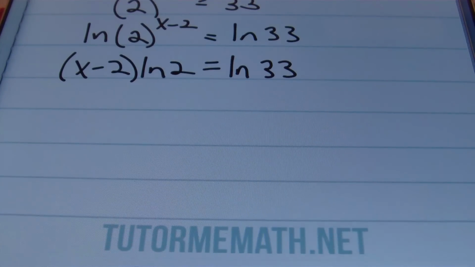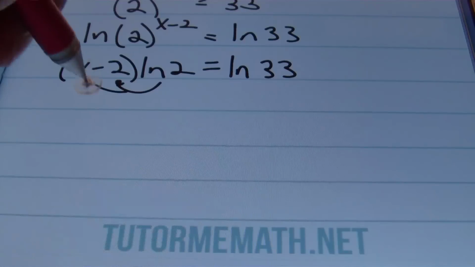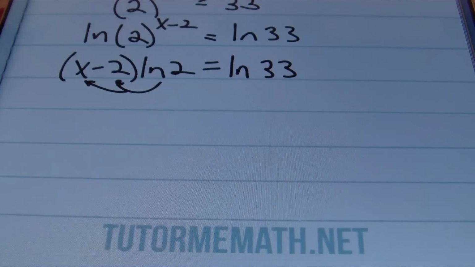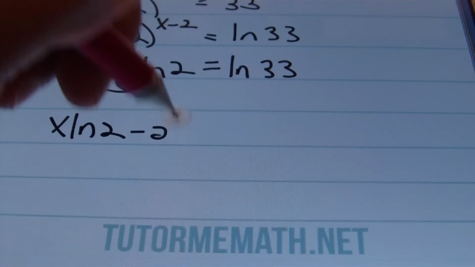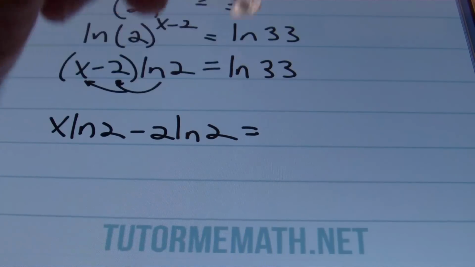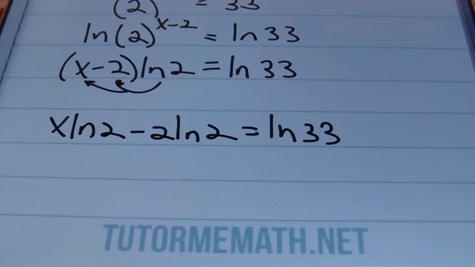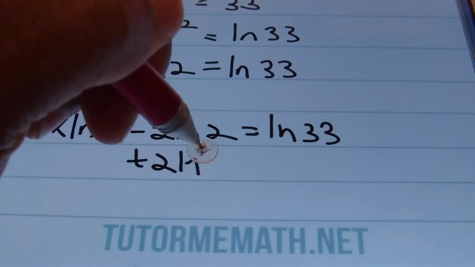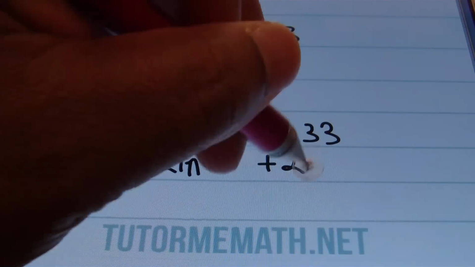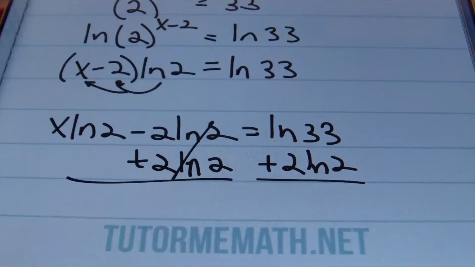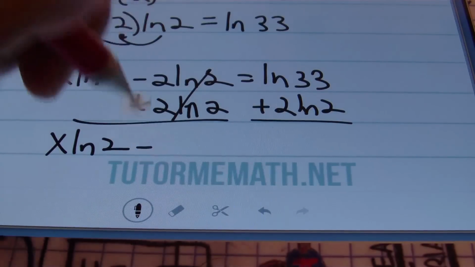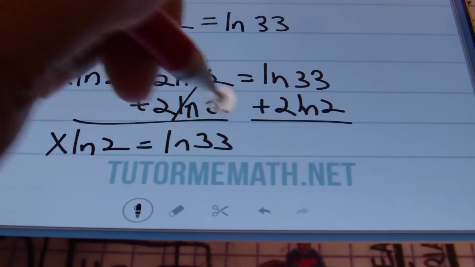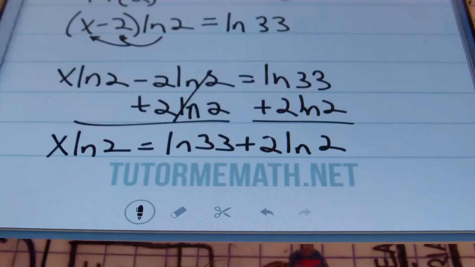All right, so we're going to distribute now. That's right, get our arrows popping. I'm going to distribute that natural log of 2 to everything inside of the parentheses, and I'll rewrite this as x times the natural log of 2 minus 2 times the natural log of 2 equals the natural log of 33. Isolating the term with the variable x, I'm going to add 2 times the natural log of 2 to both sides of the equal sign. Just like this. And now I'll bring down x times the natural log of 2 equals the natural log of 33 plus 2 times the natural log of 2, like so.